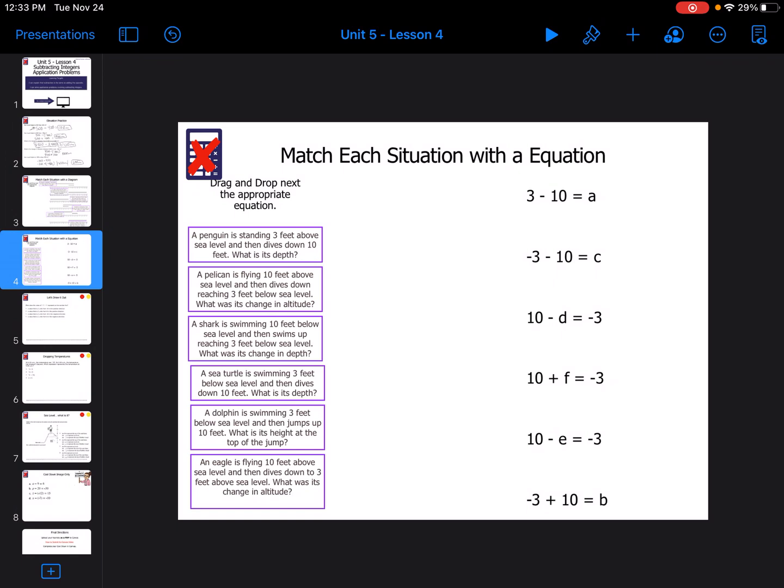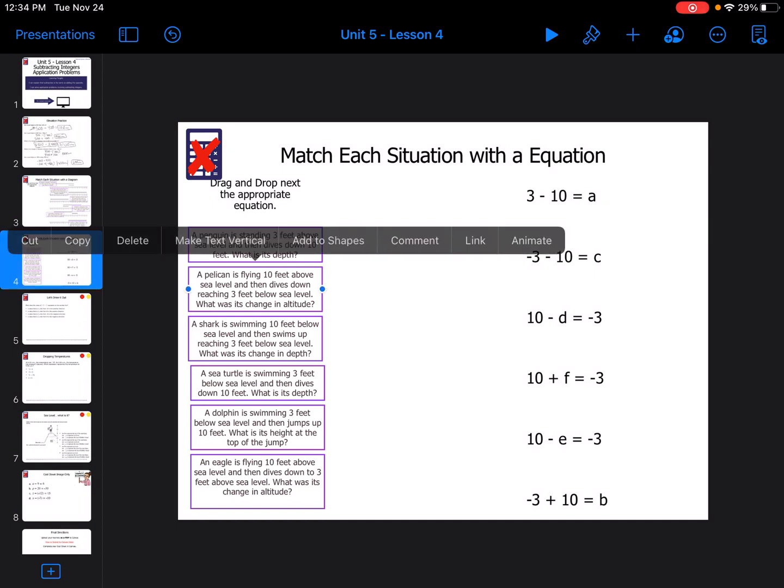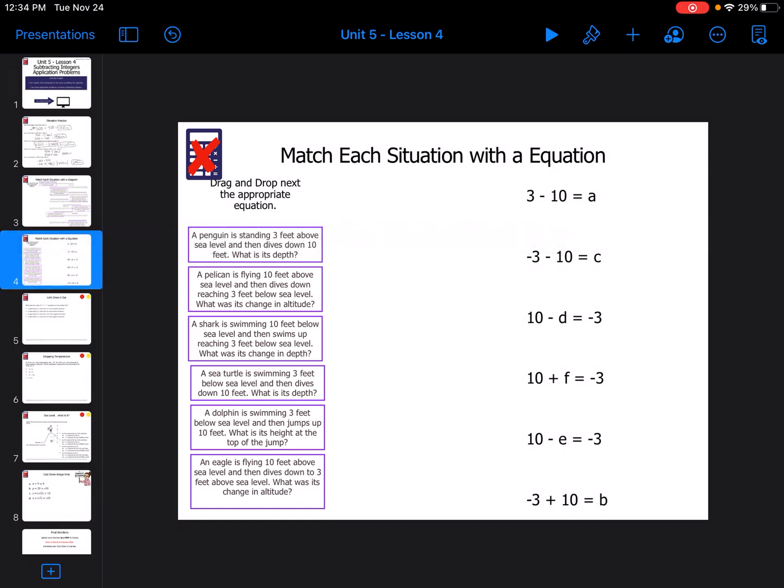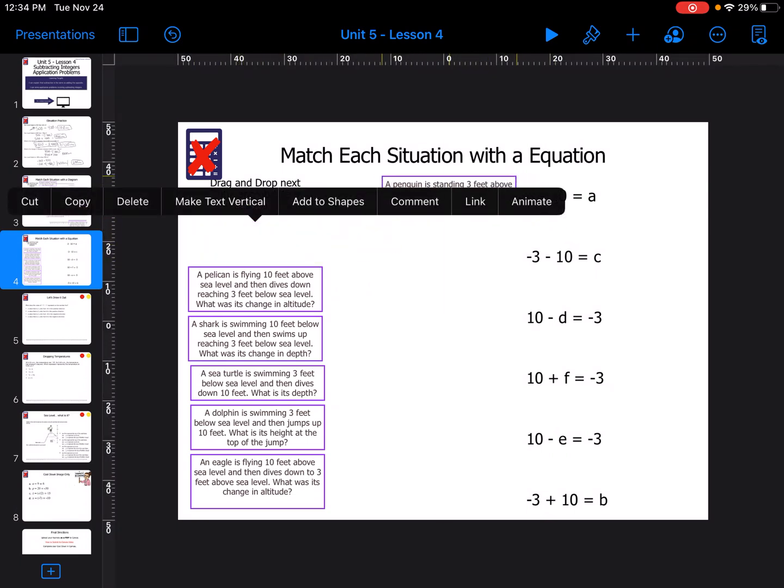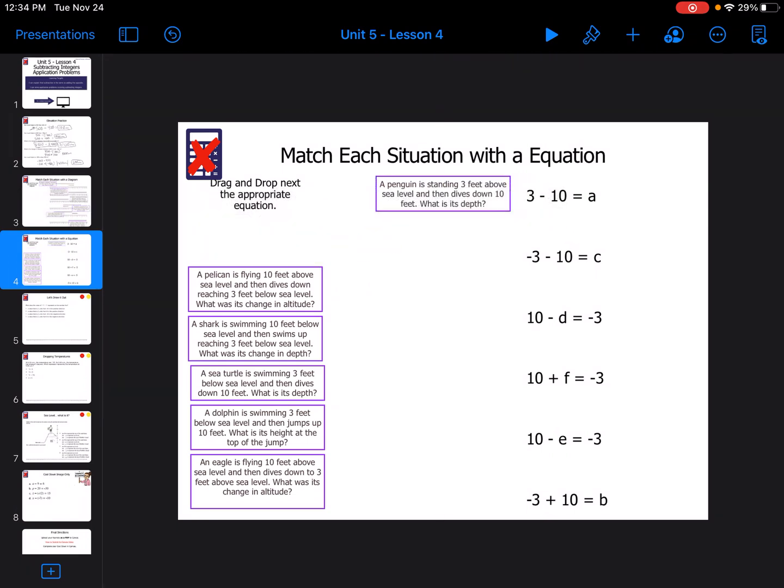So we're going to solve each of these problems. We're going to drag each one to the appropriate equation. So I'm at 3 feet above sea level and then I dive down 10 feet. So I'm subtracting, so it's going to go right there.